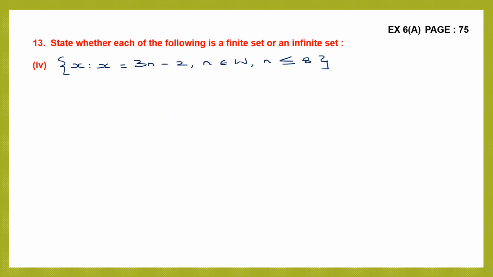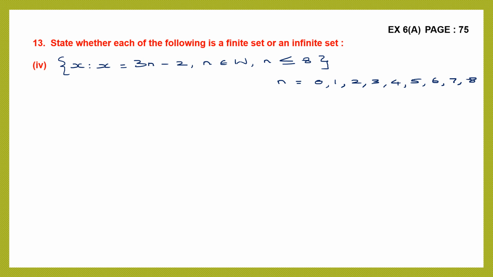Fourth one, x is such that x is equal to 3n minus 2. And what is n? n belongs to whole numbers and n is less than or equal to 8. So let's write out all the values of n. n belongs to whole numbers, so we start with 0 and it's less than or equal to 8. So we write all numbers up to 8: 1, 2, 3, 4, 5, 6, 7 and 8.